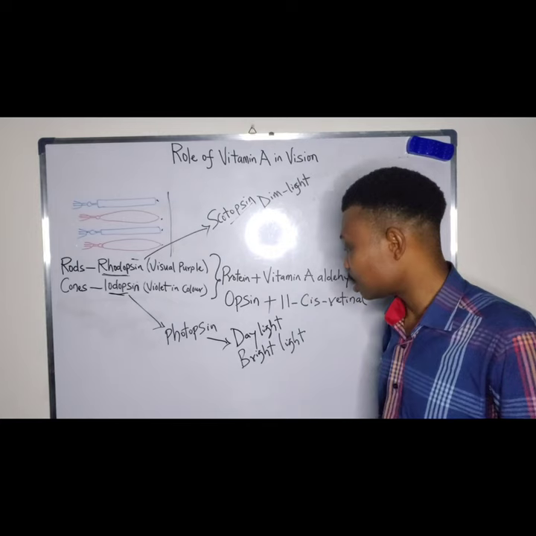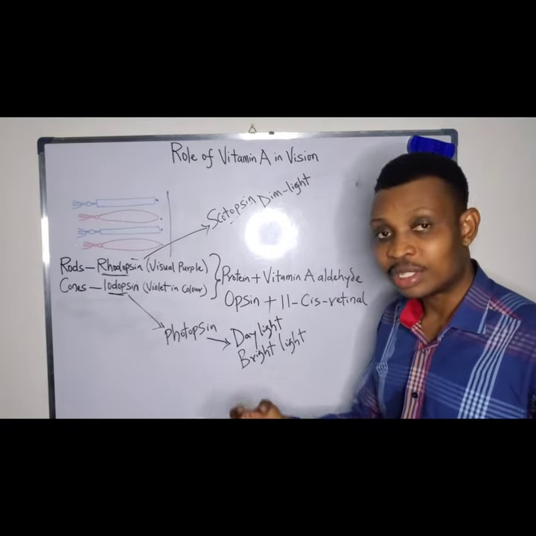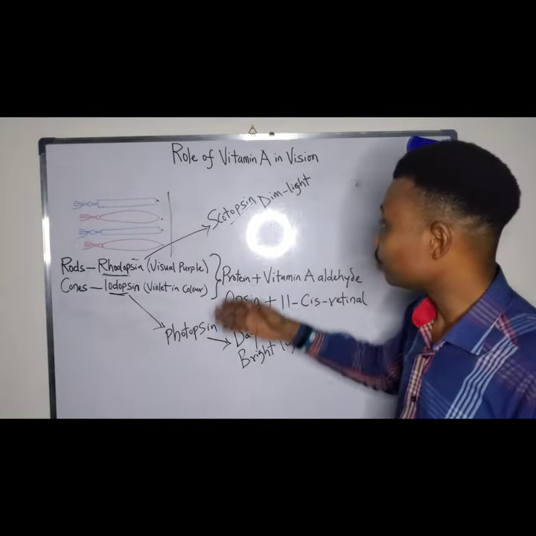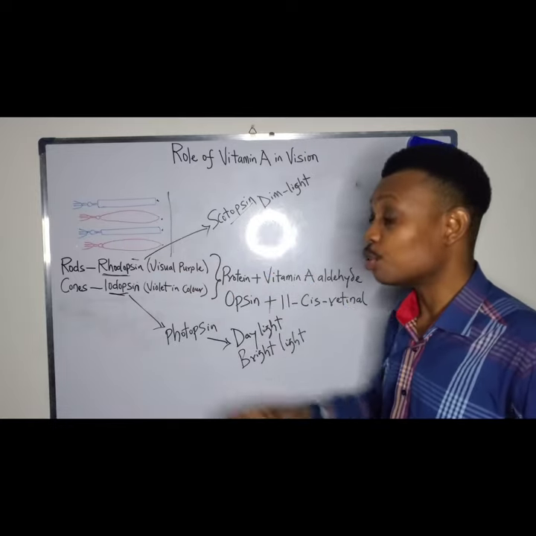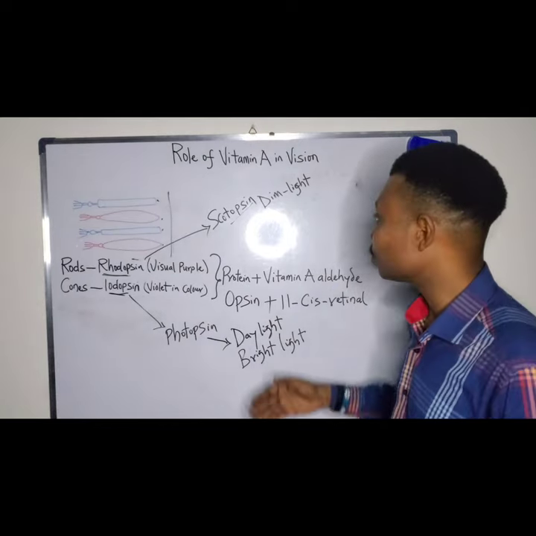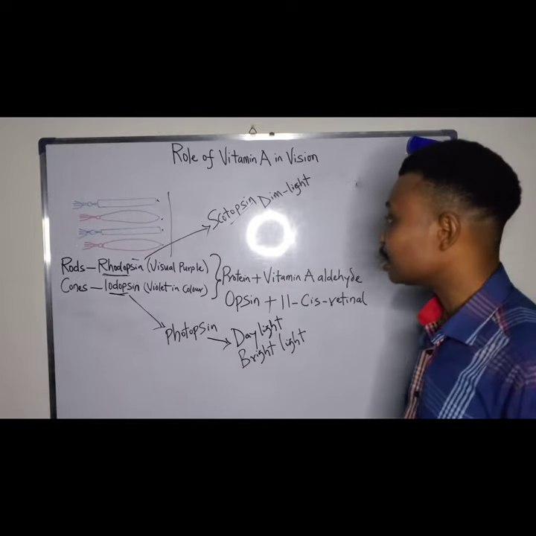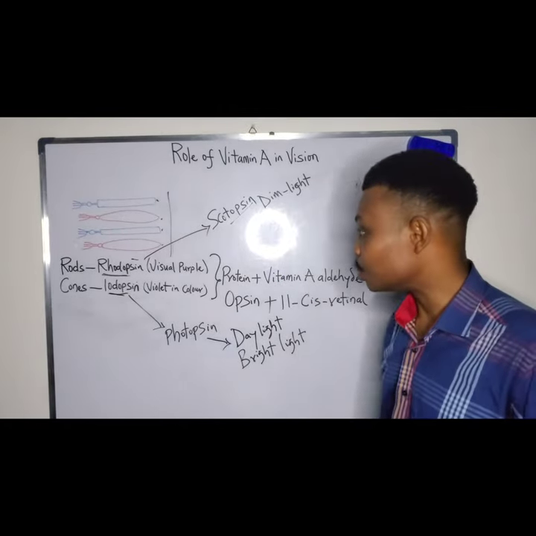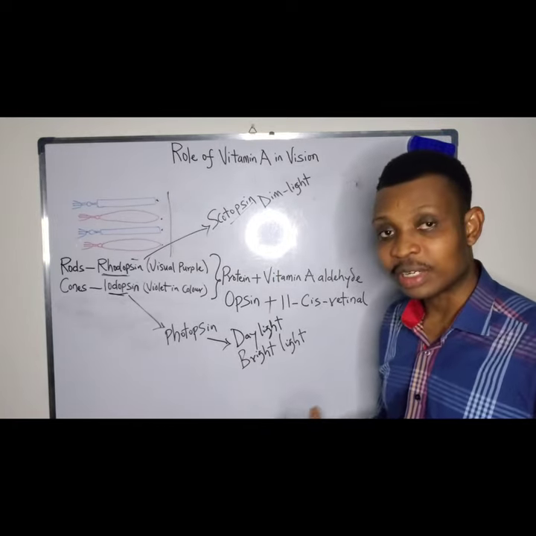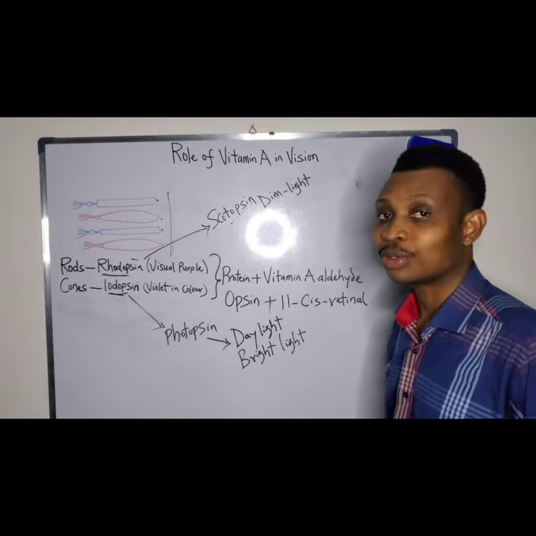And because of that, different colors can be differentiated. Whereas scotopsin, with the help of rhodopsin, can only enhance vision in dim light. Because it can enhance vision only in dim light, it can only differentiate between black and white, without color differentiation.